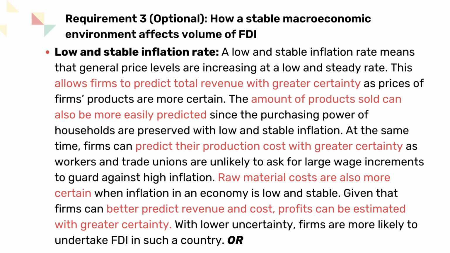For your optional R3, an adequate explanation of how a stable macroeconomic environment affects volume of FDI is sufficient. You can explain a stable macroeconomic environment from three angles. The first one being a low and stable inflation rate, which means that the GPL is increasing at a low and steady rate. This allows firms to predict total revenue, amount of products sold, as well as production and raw material costs, thus profits with greater certainty. Hence, they are more likely to undertake FDI in such a country.